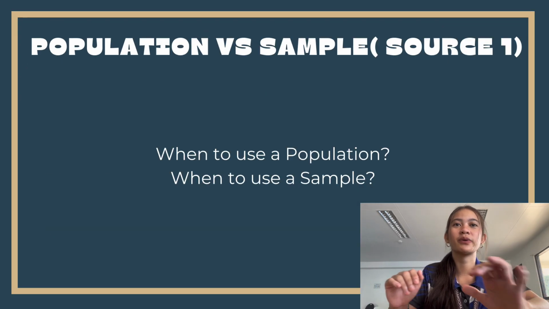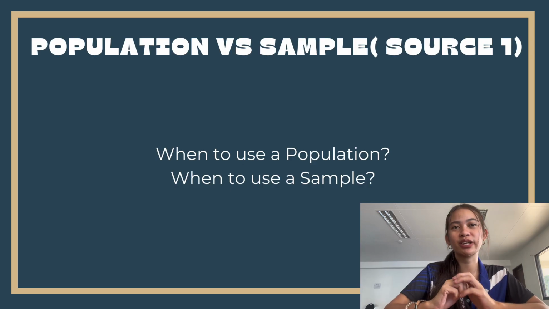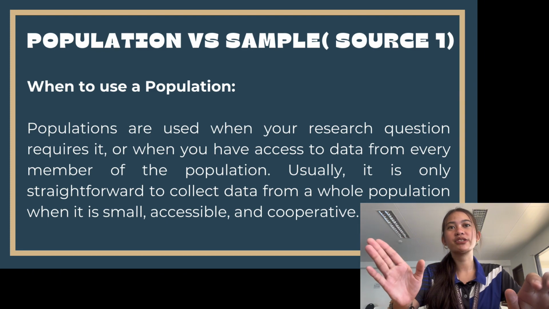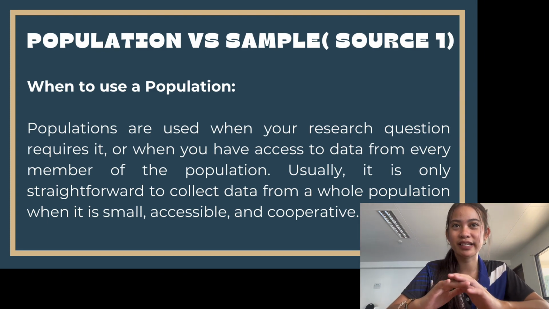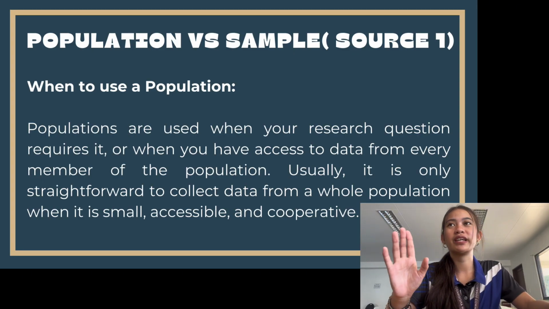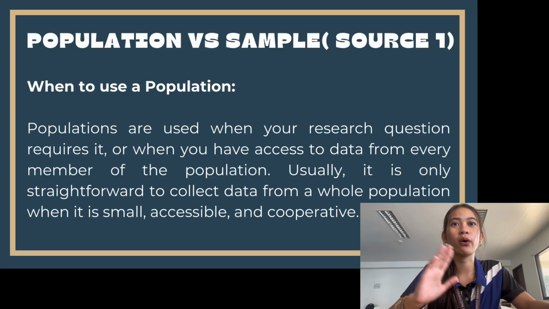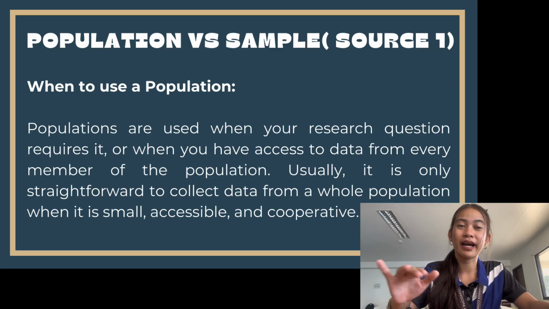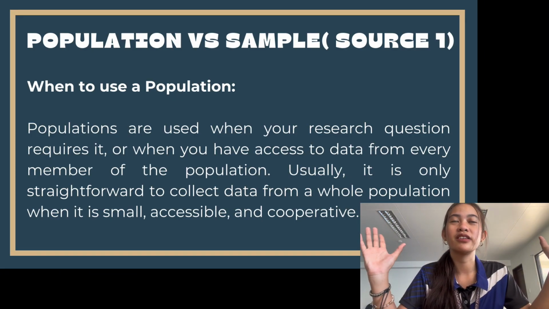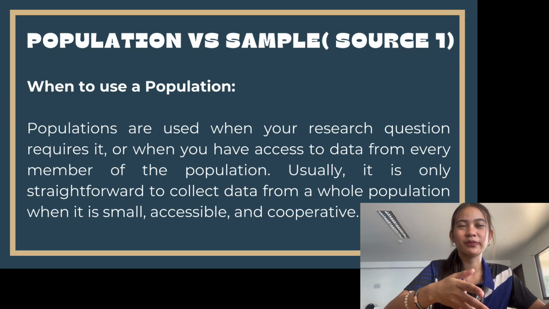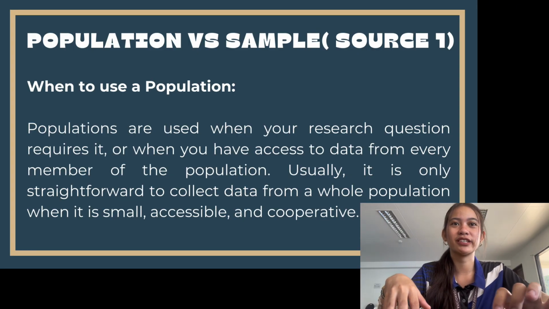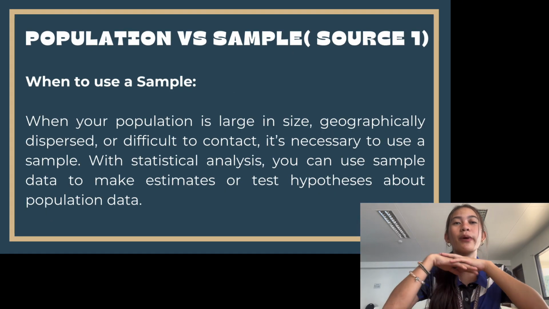Next, we have these questions: when to use a population and when to use a sample. So when to use a population. Populations are used when your research question requires it or when you have access to data from every member of the population. Usually it is only straightforward to collect data from a whole population when it is small, accessible, and cooperative. For example, your population is one classroom which only has 30 students. That's the population.